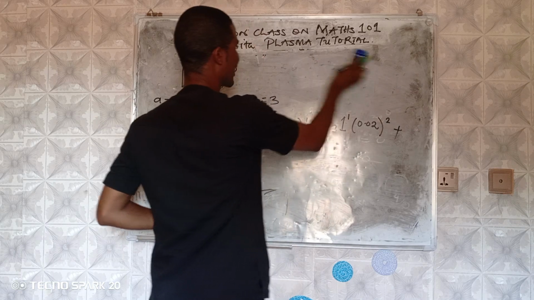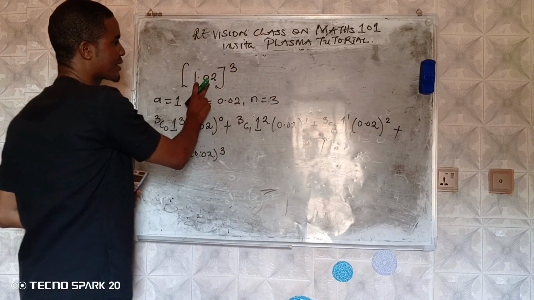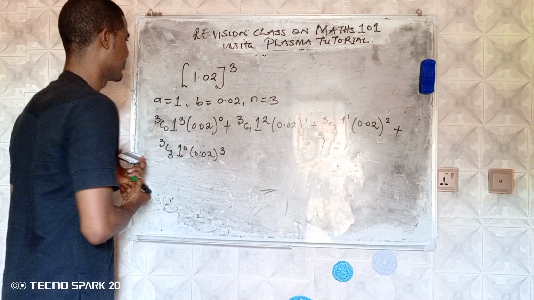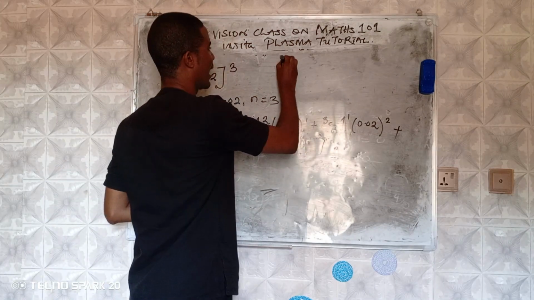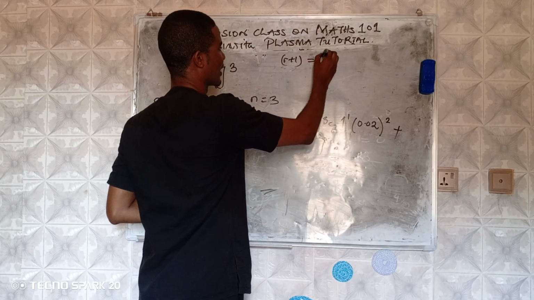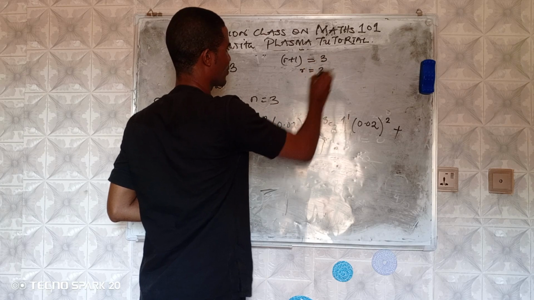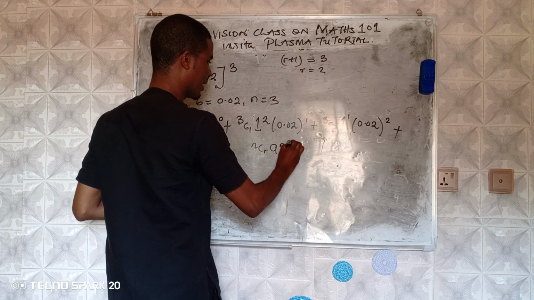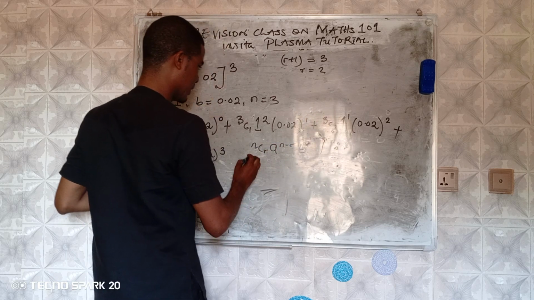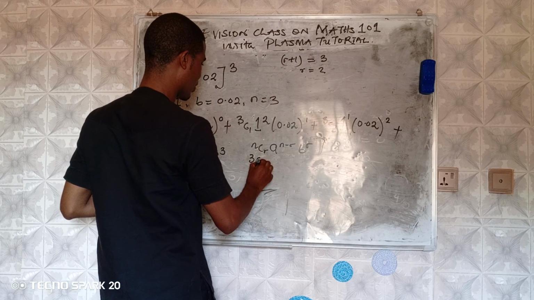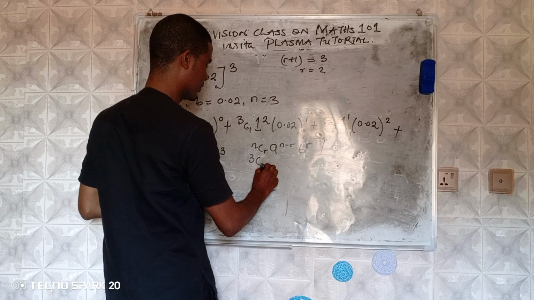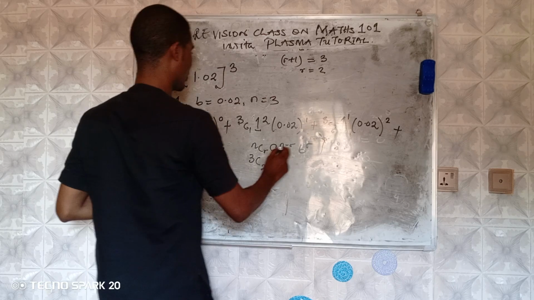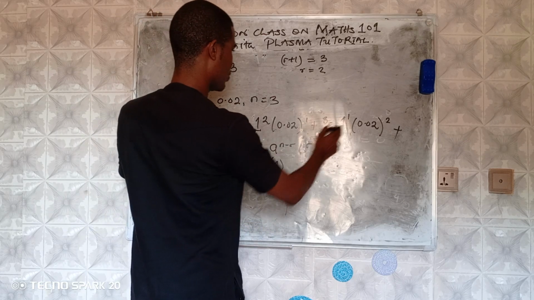Or you can use, if they ask me, what's the coefficient of the third term in the expansion of this? Since I've mentioned the third term, I can also use r plus 1 is equal to 3. So r equals 2. So I can use n combinate r, a to the n minus r, b raised to power r. So the third term will be 3 combinate r, which is 2. Then my a is 1 raised to 3 minus 2. 3 minus 2 will give me 1.